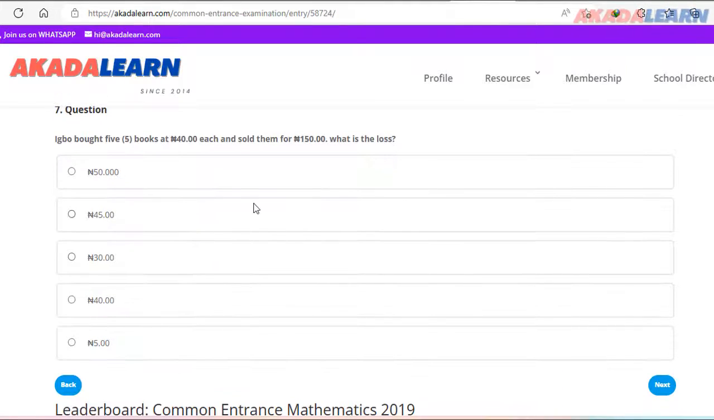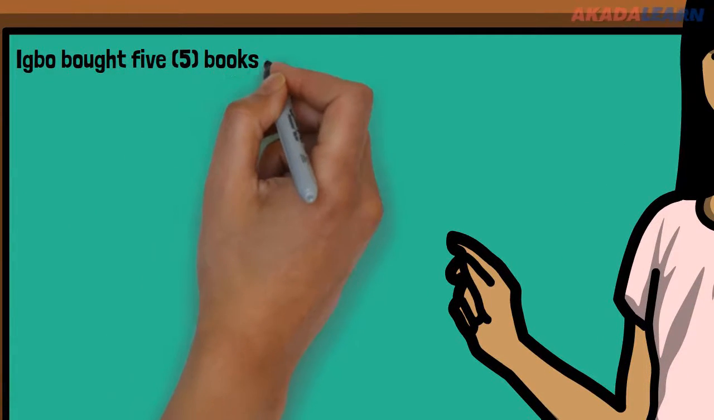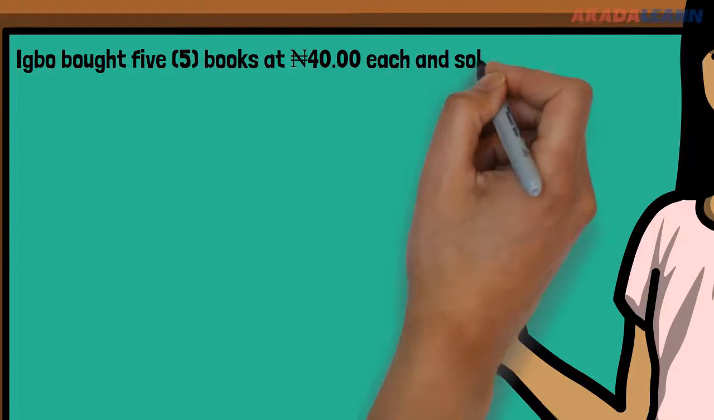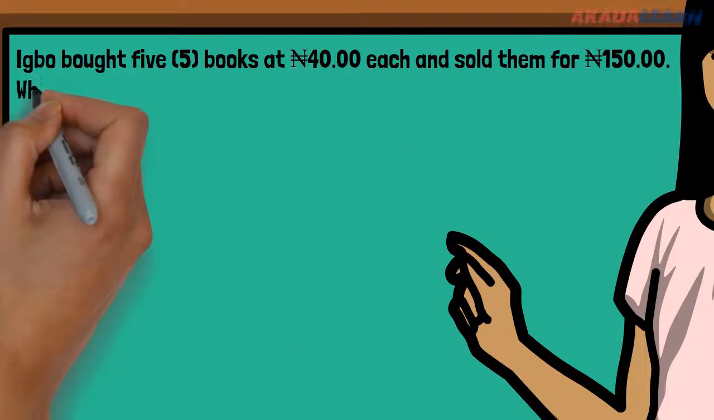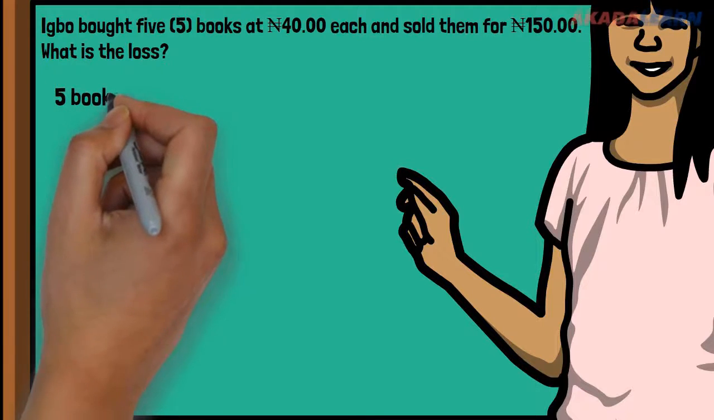Question 7 says Ibu bought 5 books at 40 naira each and sold them for 150 naira. What is the loss? Okay, so once again, let's go to our solutions section and see how it's done. Alright, so the question is Ibu bought 5 books at 40 naira each and sold them for 150 naira. What is the loss? So let's start.